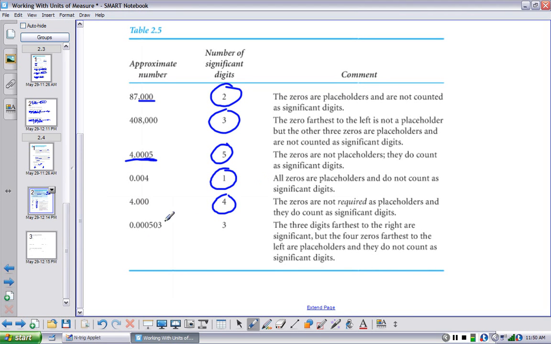In the next example, the 503, those are significant. The zeros on the left hand side of the 503, I'm sorry, they are placeholders. Okay, so only if these zeros are required as placeholders do we not count them significant. These 3 don't have to be there.